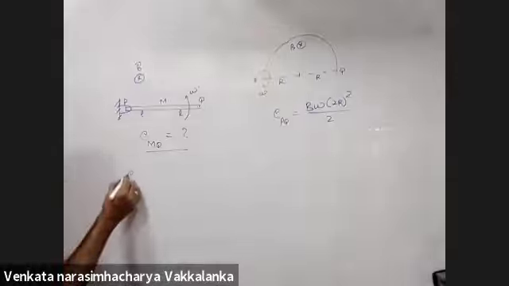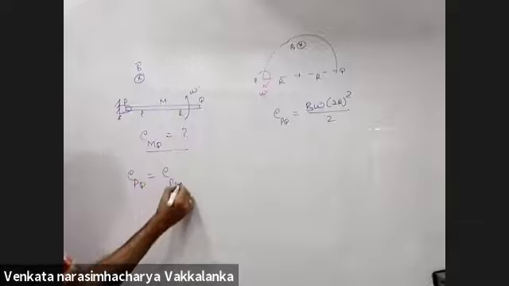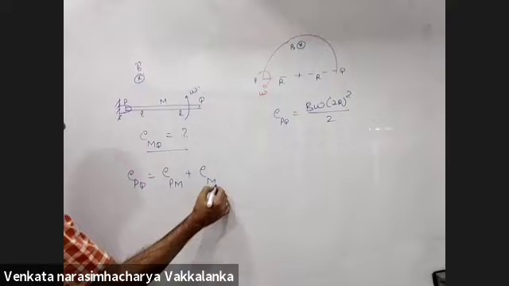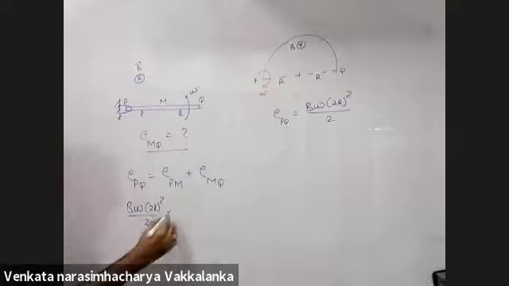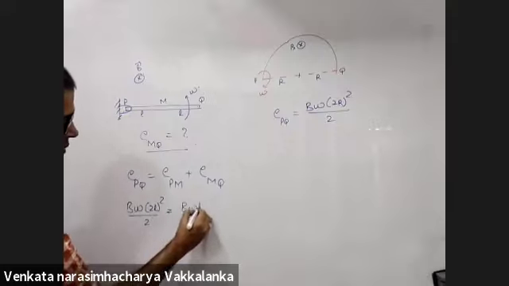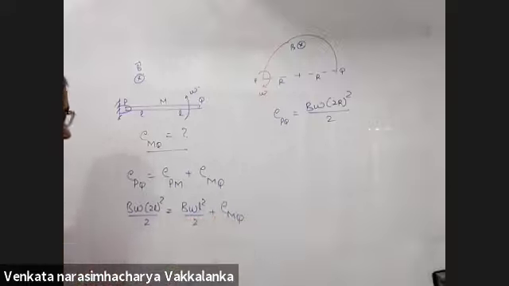Now listen. E across PQ will be E across PM plus E across NQ. Do you agree with that? E across PQ is B omega (2L) whole square by 2. Across PM is B omega L square by 2. So also we could have integrated it again.